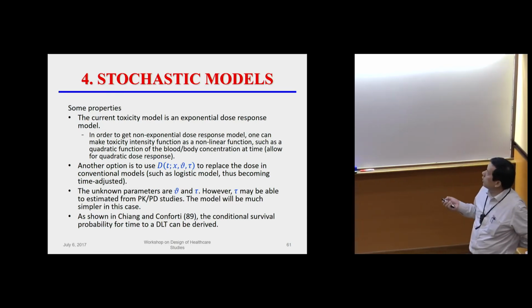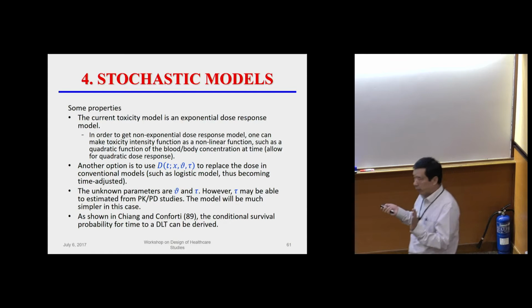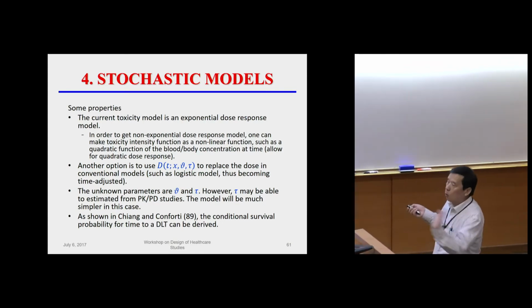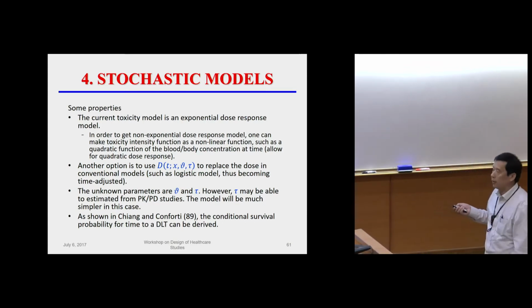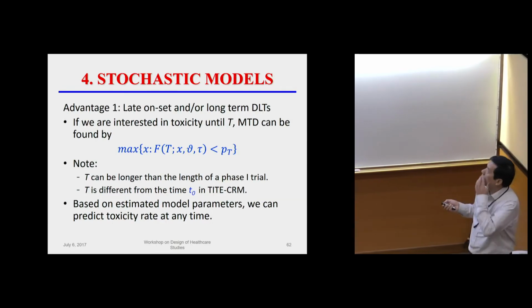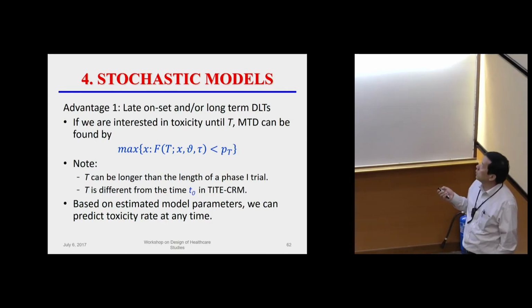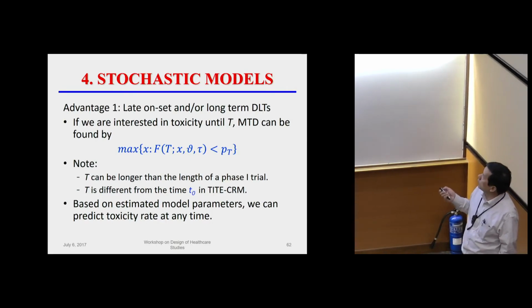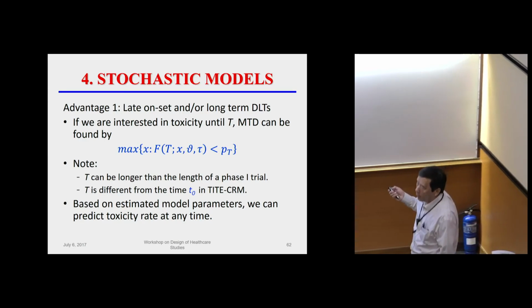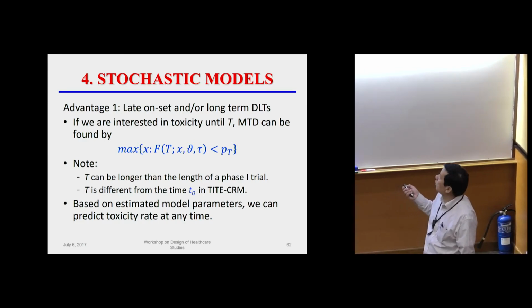And as shown by Chang and Conforti, the conditional survival probability of time to the DLT can be derived. Basically, say I currently have no dose limiting toxicity. What is my distribution later to have? So these can be analytically formed. So the advantage of that, first of all, we can still do the standard type MTD study.